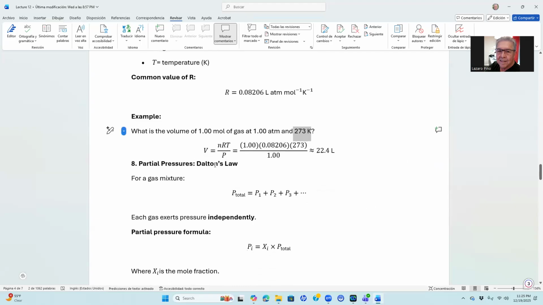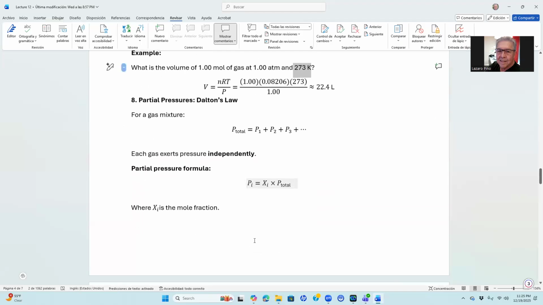The total pressure, or Dalton's law, is the sum of the partial pressures. How do you get the partial pressure? Well, the partial pressure is the total pressure times the fraction of the gas in a mixture of gases.